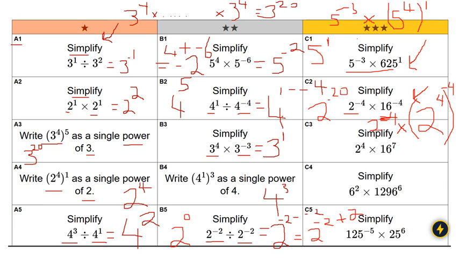C3, simplify 2 to the 4 times 16 to the 7. Again, 16 will be equal to 2 to the 4. So you have 2 to the 4 multiplied by 2 to the 4, all to the 7. Again, when it's a power to a power in a bracket, we multiply the powers. So 4 times 7 makes 28. And then I'm going to add the 4, so that'll be 2 to the 32.